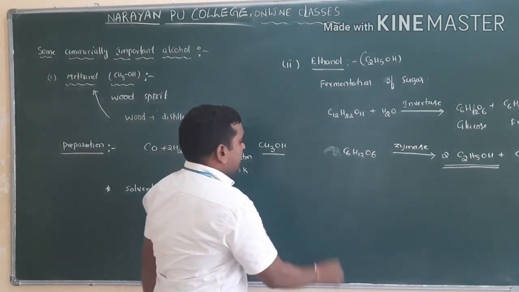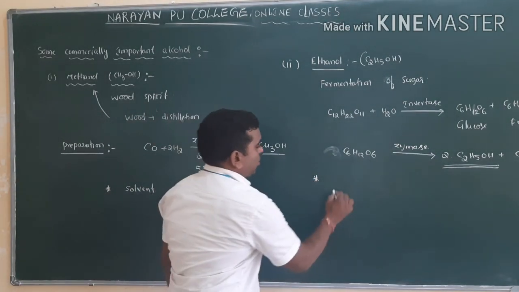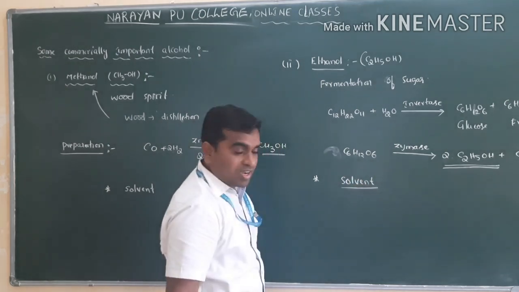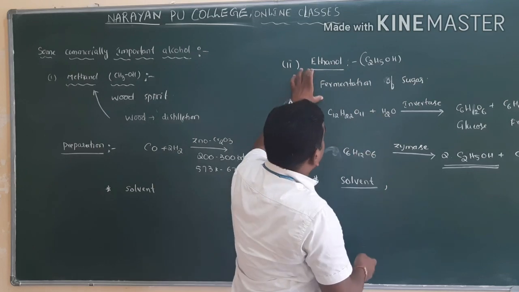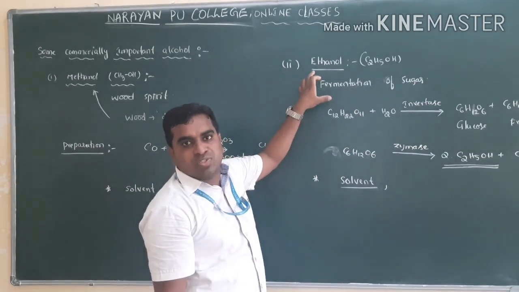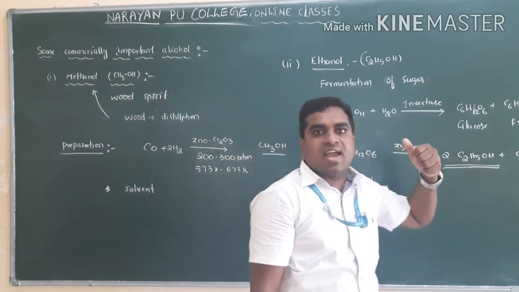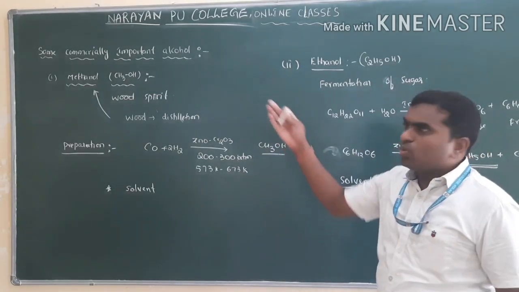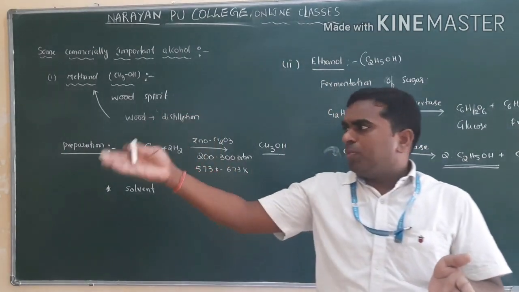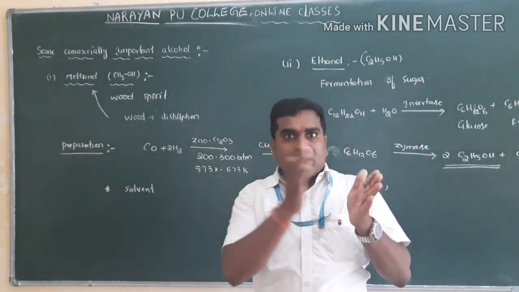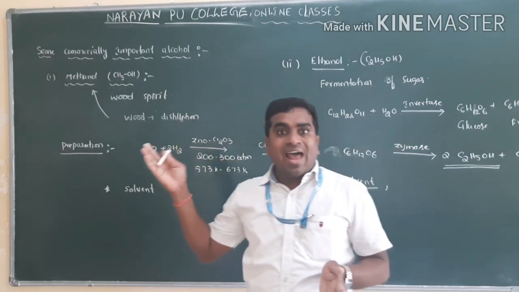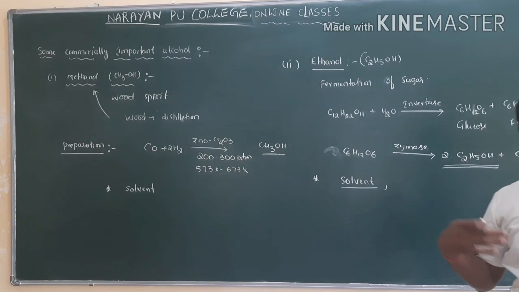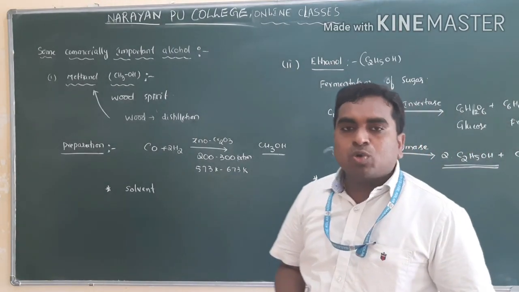So now what is it? The main importance of this ethanol is that it is used as a solvent. It is also used as a reactant, used as a main product to synthesize a large number of organic compounds. Clear? Previously we have already discussed, from the alcohol we prepared alkyl halide, from the alcohol we prepared alkenes also by dehydration. This is the starting material for many organic compounds to synthesize.